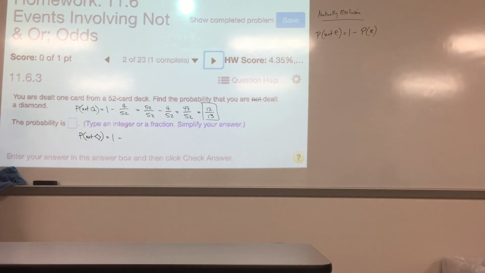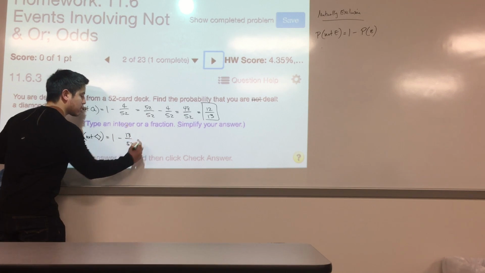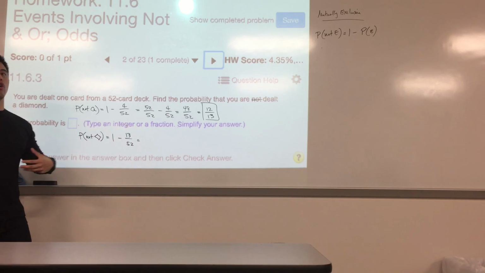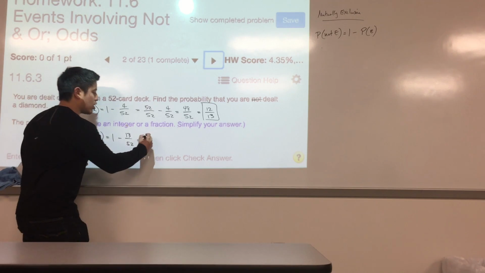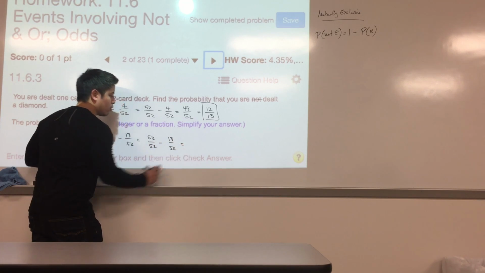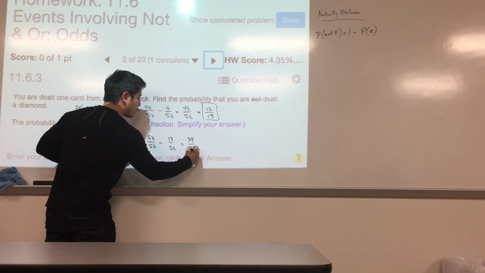Everybody agree? So to figure out how to not get a diamond, you first have to know the probability of actually getting one. Well, we know that getting a diamond is how many cards? 13. Good job. There are 13 diamonds in a 52 card deck. Therefore, 1 minus those diamonds is going to tell you all the others. Well, couldn't you just fast forward so that you don't have to do 52 over 52 minus 13 over 52 equals 39 out of 52?